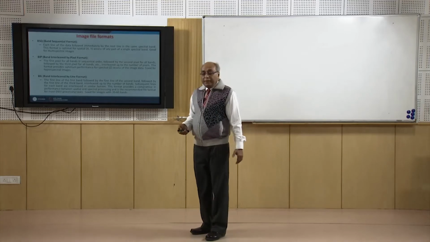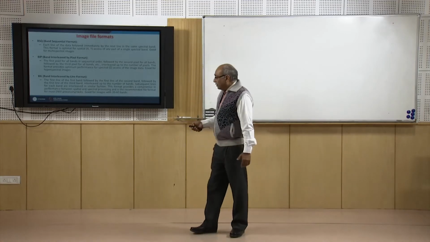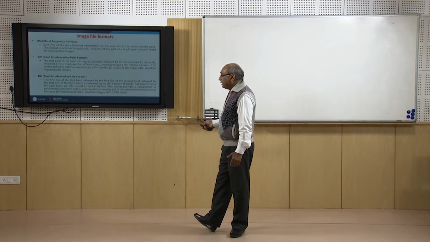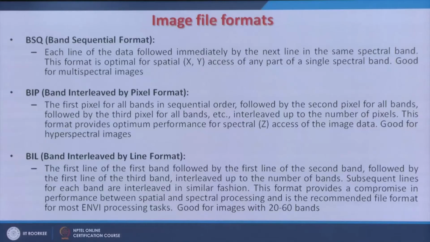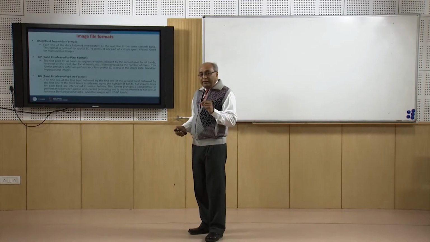And the third type which is very popular is BIL format, band interleaved by line. Here instead of a pixel, an entire line, that means one row, is written first for band 1, then the first row of band 2 is written second, and likewise.